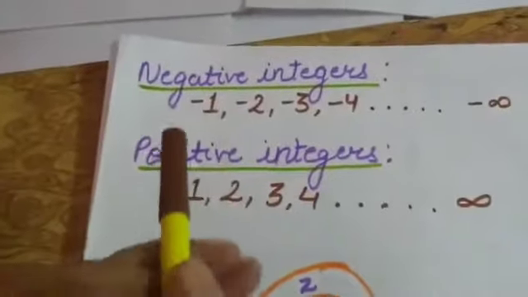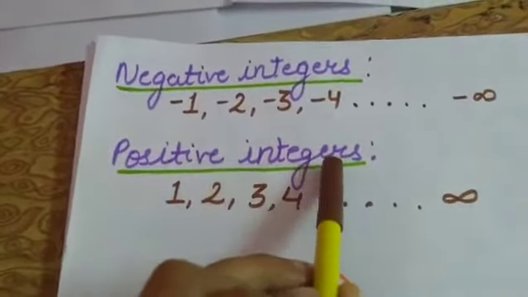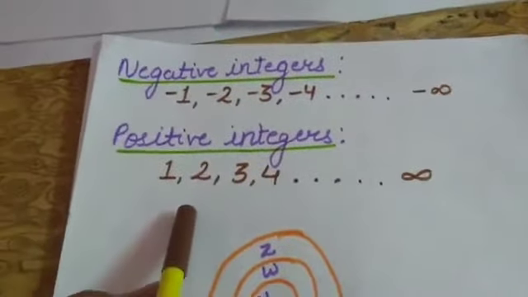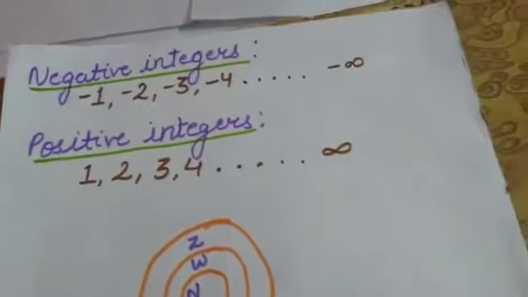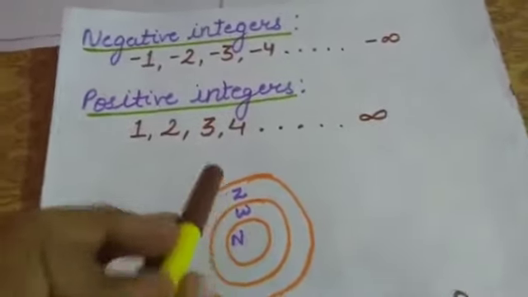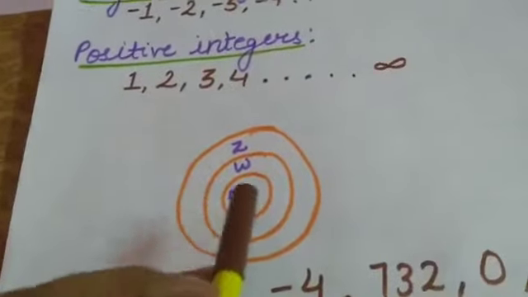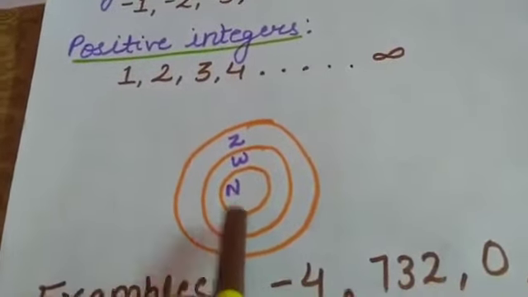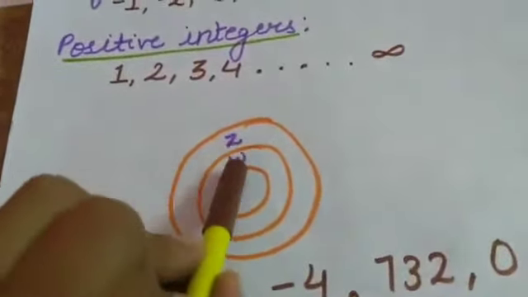So on the basis of the number line, we can conclude that negative integers are -1, -2, -3 and so on. Same for positive integers, 1, 2, 3, 4, these are our positive integers. Now there is a diagram showing the classification of numbers. The smallest among these three is the set of natural numbers, and this is represented by the capital letter N. After this we have the whole numbers. Natural numbers including 0 make whole numbers, and this is represented by the letter W.